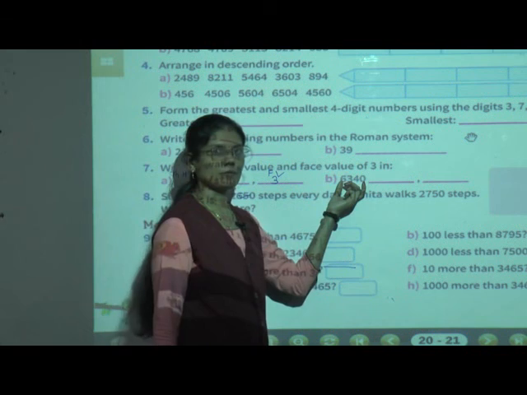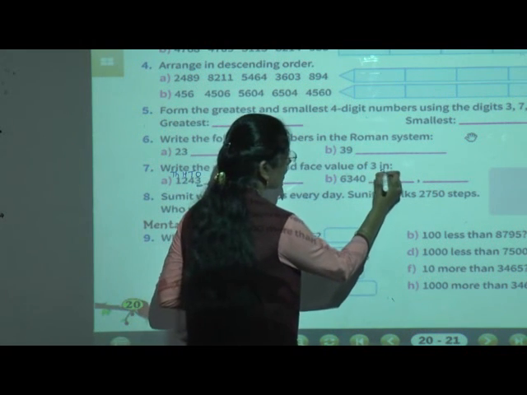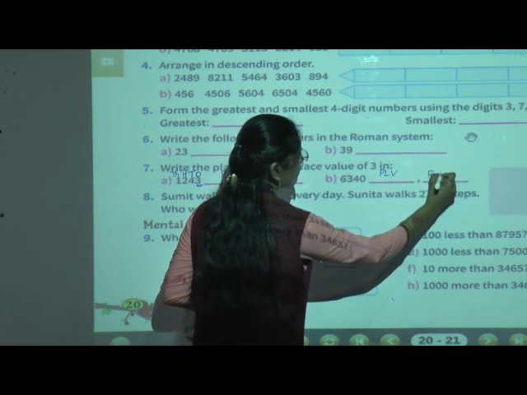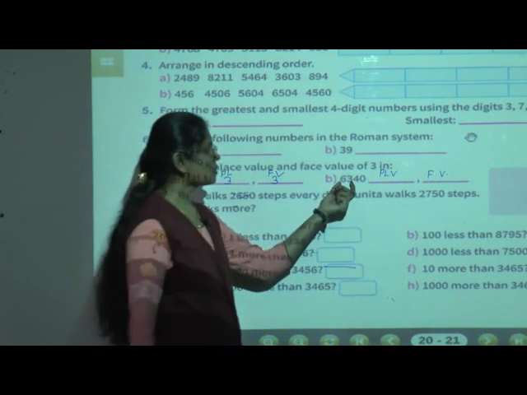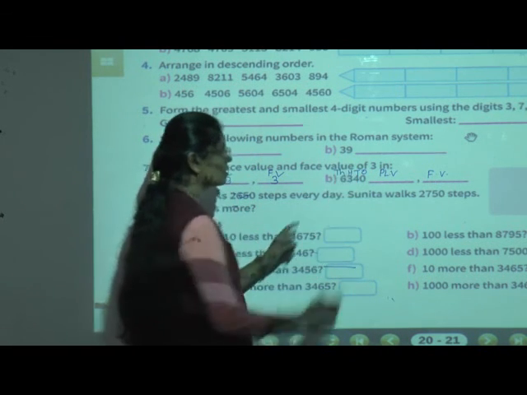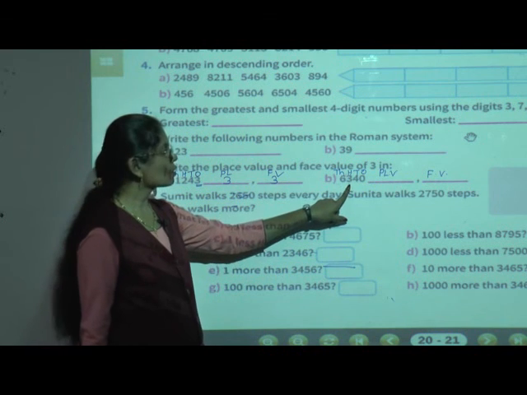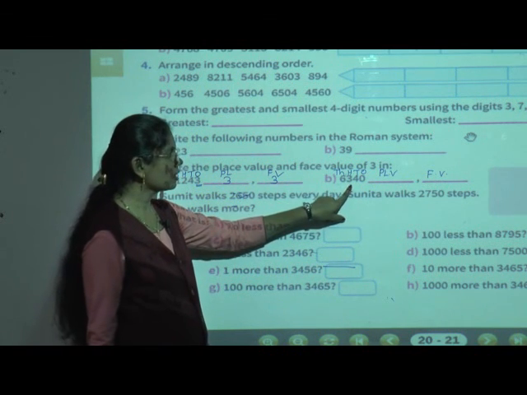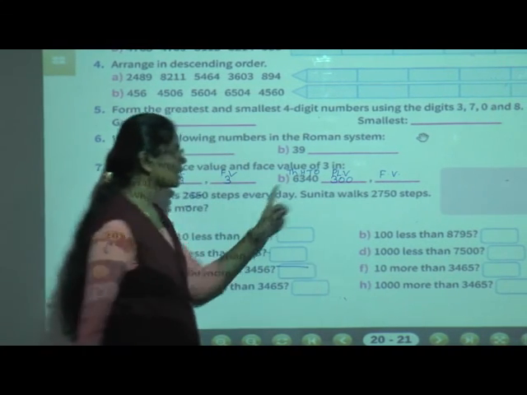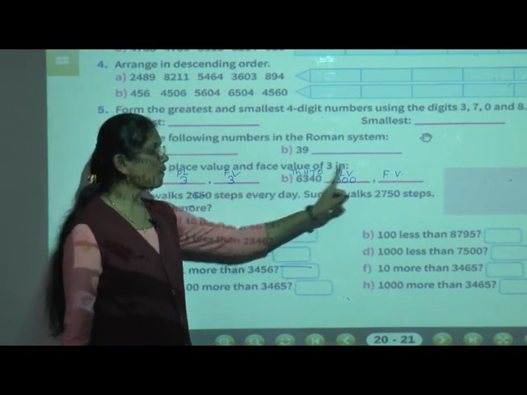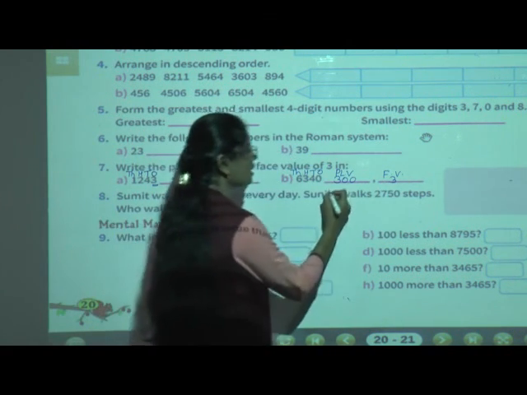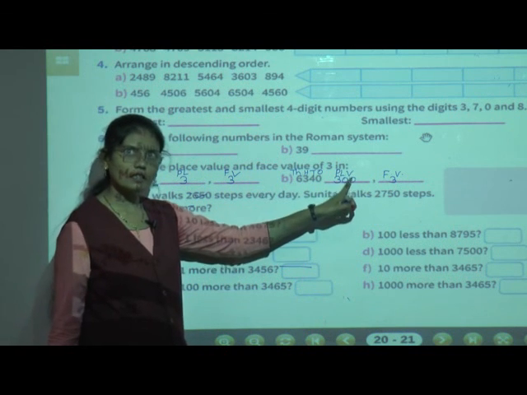Now in this number, here we will write its place value, and here we will write its face value. Now see at which place 3 is there in this number? Yes, at 100 place 3 is there. So what will be the place value of this 3? 300. And face value of 3 is 3 only, because face value means the number itself. So face value is 3 and the place value is 300.